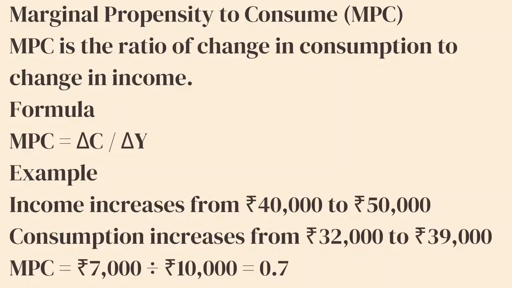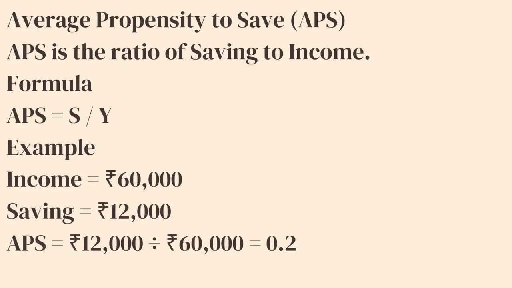So, remember, APC uses total values, MPC uses change in values. Now let's move to average propensity to save. APS tells us what proportion of total income is saved. The formula is simple. APS is equal to savings divided by income. Suppose a person earns 60,000 and saves 12,000. Then APS is equal to 12,000 divided by 60,000, that is 0.2. This means the person saves 20% of the total income.